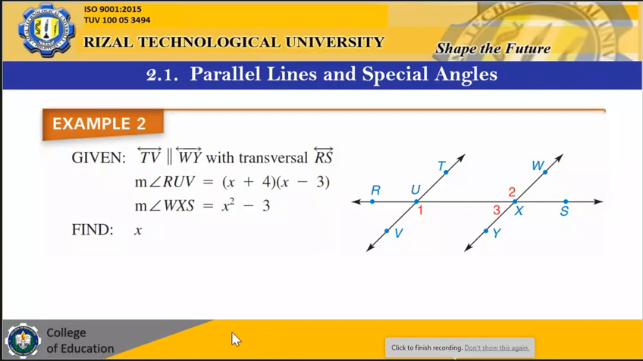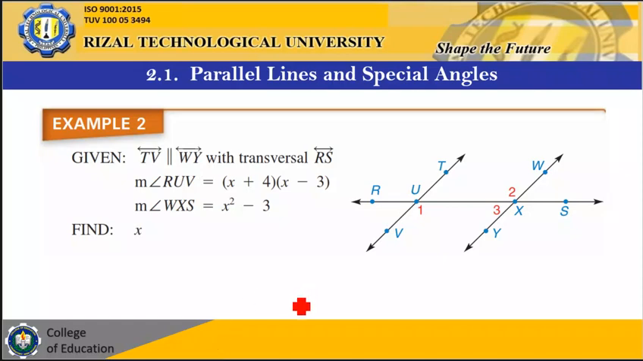Okay, so applying the theorems that we had previously, let's have an example. Given that line TV is parallel to line WY with transversal line RS, the measure of angle RUV is x plus 4 times x minus 3, and the measure of angle WXS is x squared minus 3. Let's find the value of x.